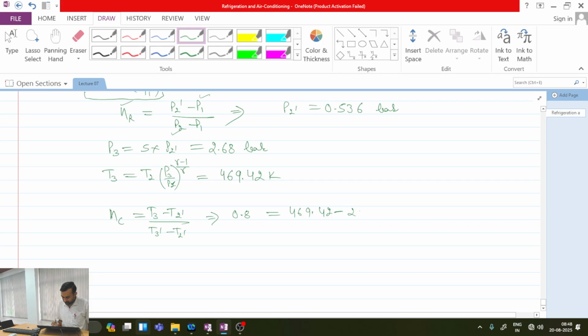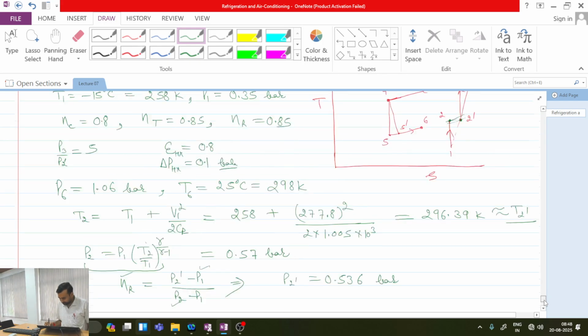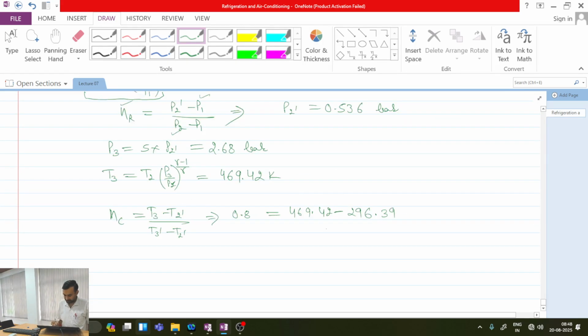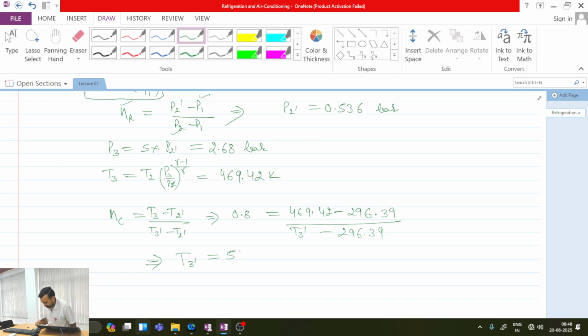So what number will I be getting over here? 296.39 divided by T3 dash minus 296.39. From here, what will be the value of T3 dash? Please tell me. How much? Please do calculate fast. It is 512.68 Kelvin. Those who are not understanding the question, ask at this moment only.